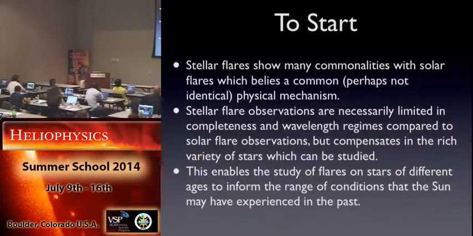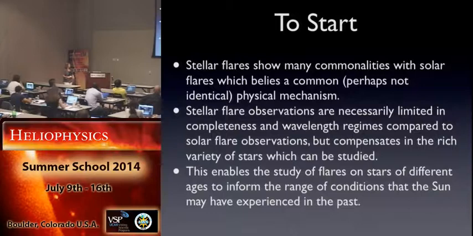So I'm going to start with a number of just assumptions, statements that we can explore as we get into describing stellar flares and comparing them with what we know about solar flares and trying to think about extrapolating backward in time or to different parameter regimes. But I'm going to start with the assumption that since we see many commonalities with solar flares on stellar flares, that tells us that there's the same physical mechanism that's occurring.